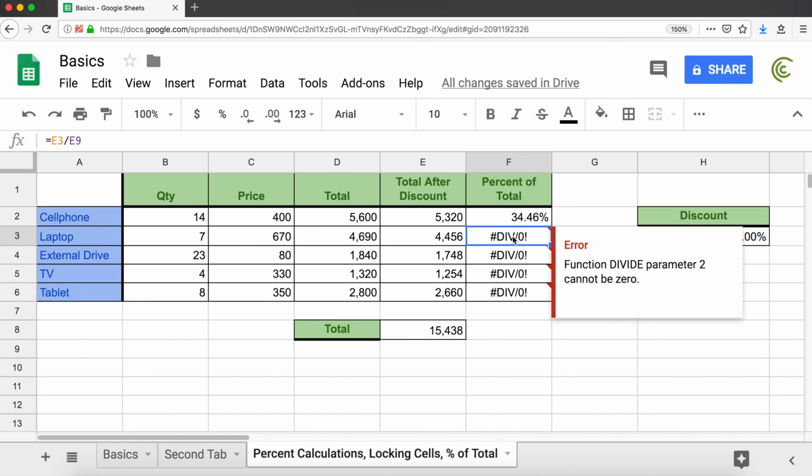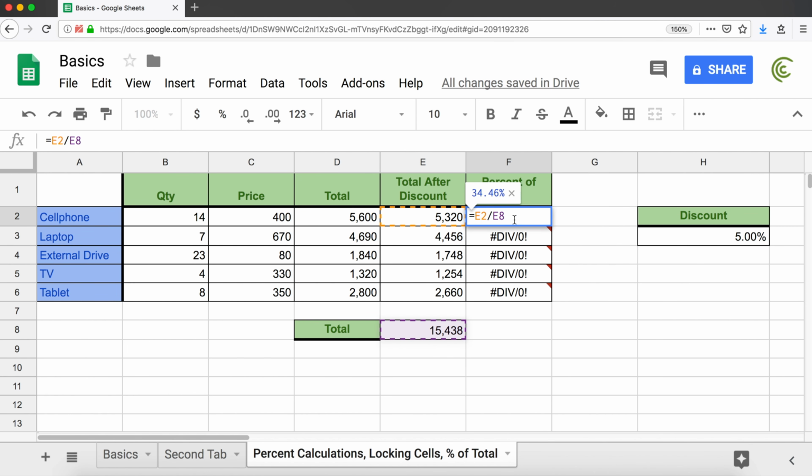So why am I getting that? Let's get back to this. Let's think about this formula. When we're dragging this one down, E2 is going to move to E3, and E8 is going to move to E9. So we're going to end up dividing this number, that's 4,400 something, by this blank cell below.